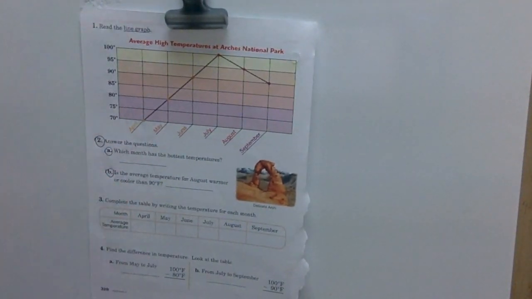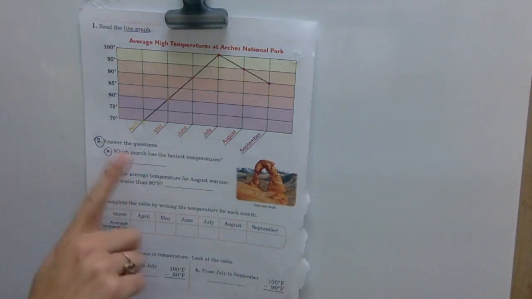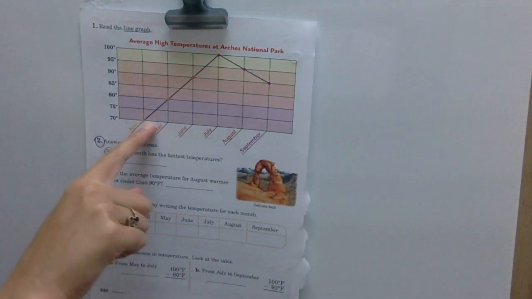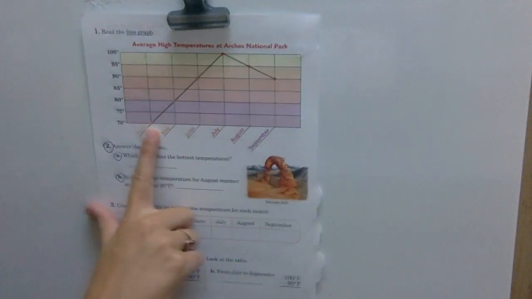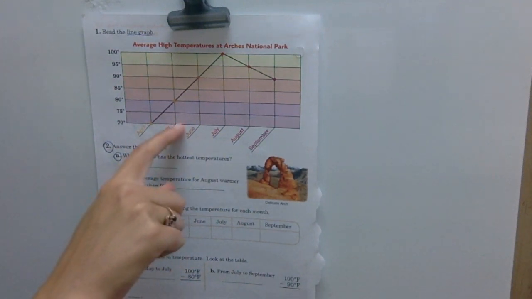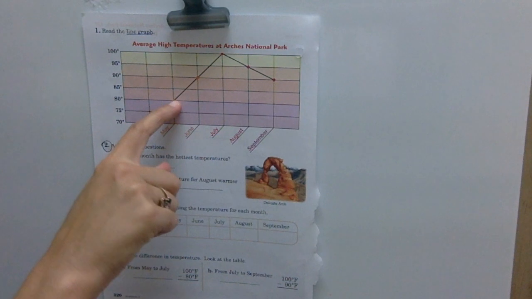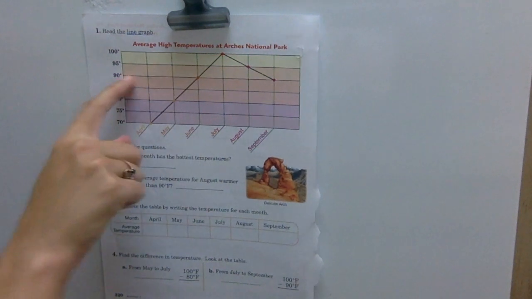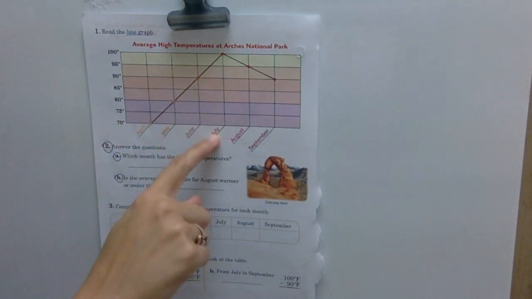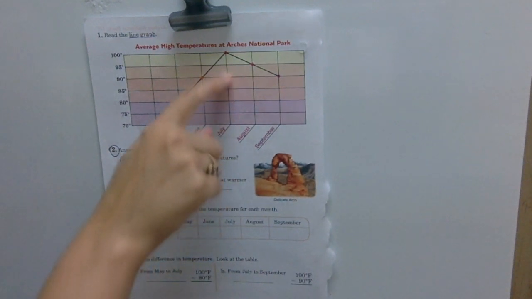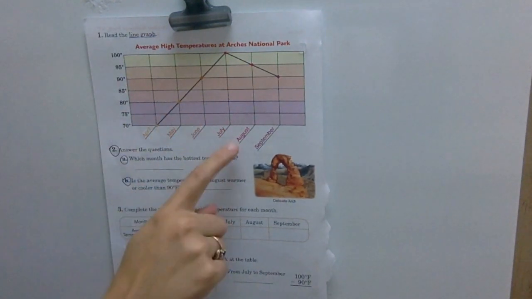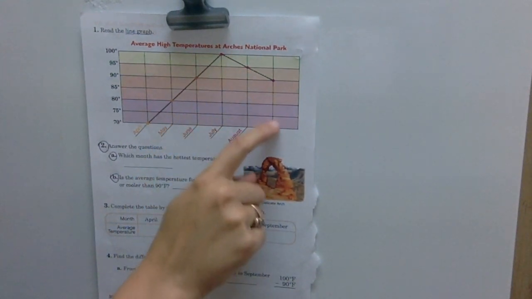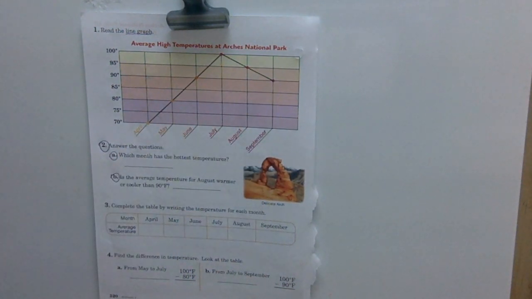So what we're seeing here on our graph is that in the month of April, on the April line, it gets to be about 70 degrees. And then in May, here's the May line, it gets up to 80 degrees. In June, it gets all the way up to 90 degrees. July, it gets all the way up to 100 degrees. In August, it goes back down to 95 degrees. And in September, it gets down to 90 degrees, which is still very, very hot.